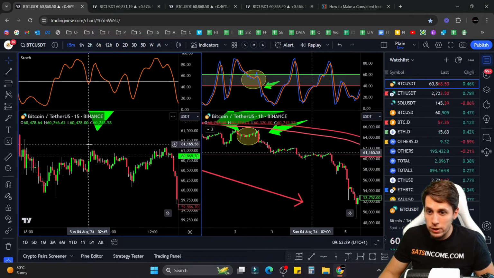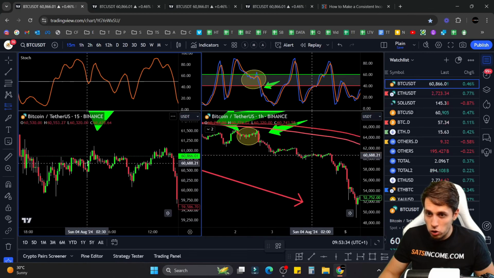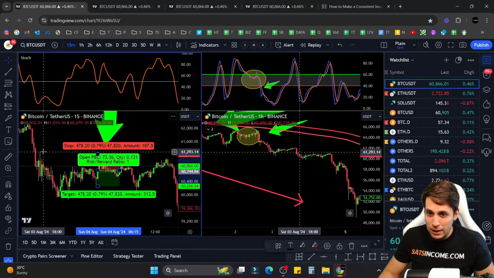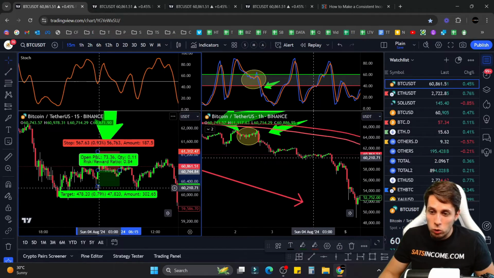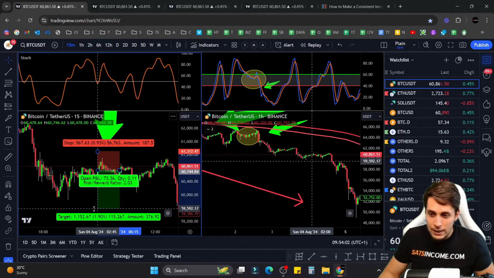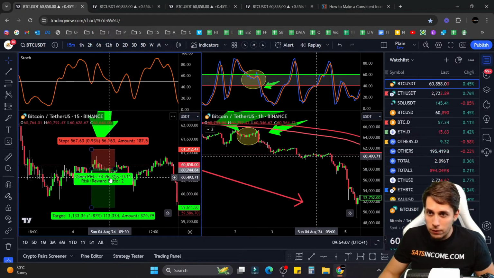So the first short signal came right here on this very candle. So we're gonna enter a short right here on the candle. We're gonna place our stop loss above the last swing high, which in this example is right here, and we're gonna target 1 to 1, 2 to 1, or 3 to 1. Let's stick with the 2 to 1. So let's do 2 to 1 reward to risk. This is our first signal.